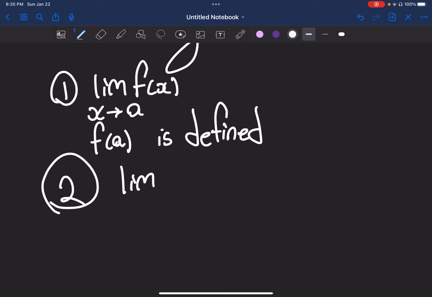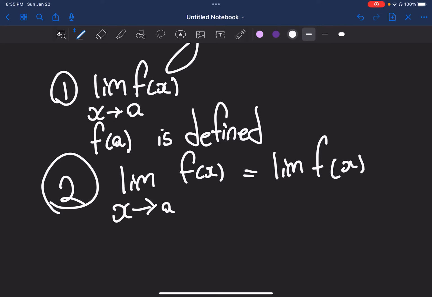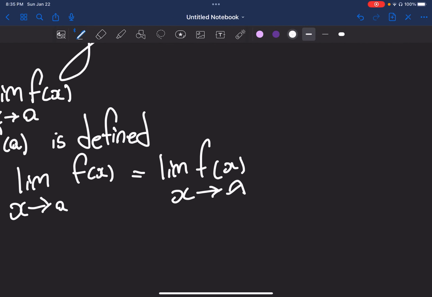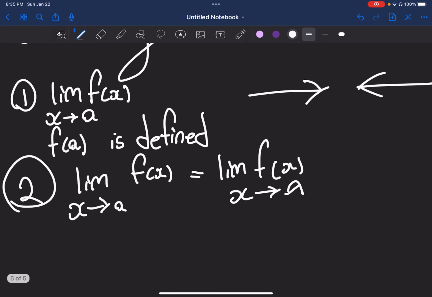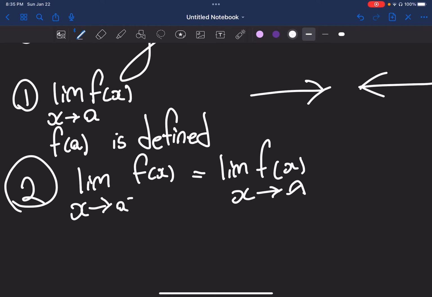the limit as x approaches a of f of x should be equal to the limit of f of x as x approaches a. Now, what does this mean? If you remember, earlier I said you could approach the graph from two different directions. You can approach it from the left and you can approach it from the right. When you approach from the left, it's denoted by a negative sign, because on a graph the left side is negative. I can't put a negative there, but you get the point. And the right-hand side is positive, so when you're coming from the right, you denote it as a plus.